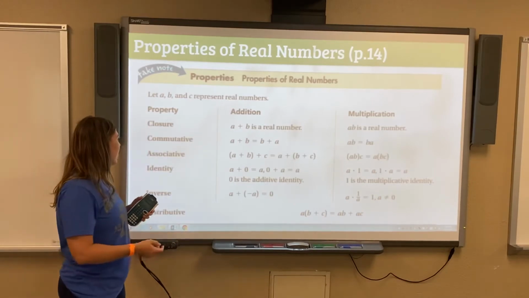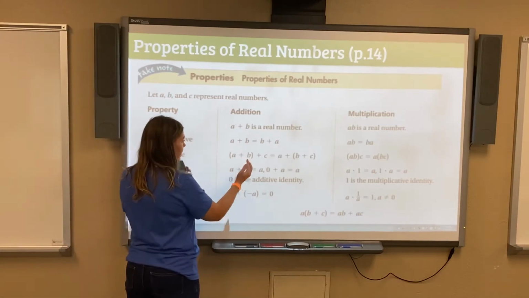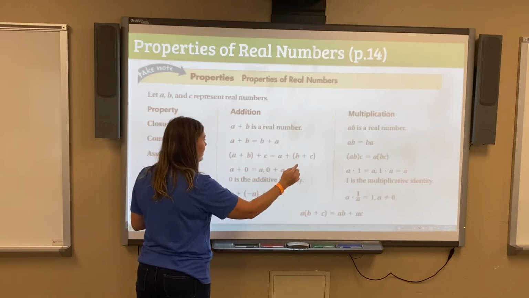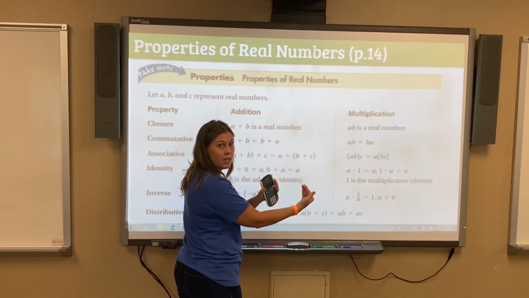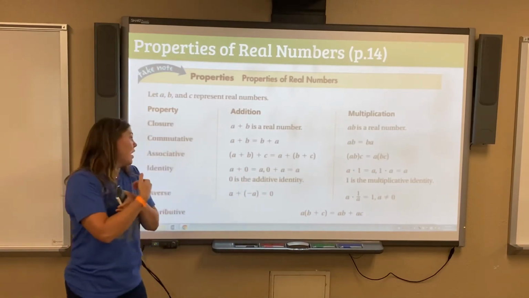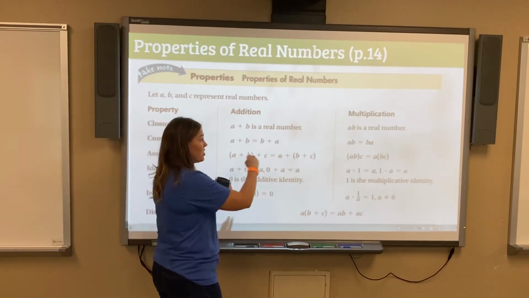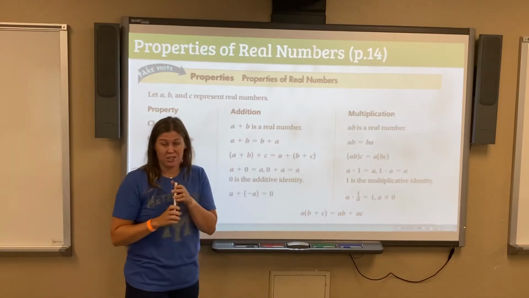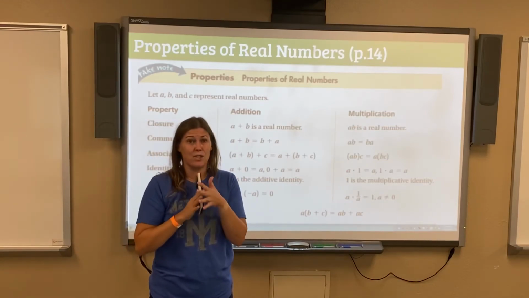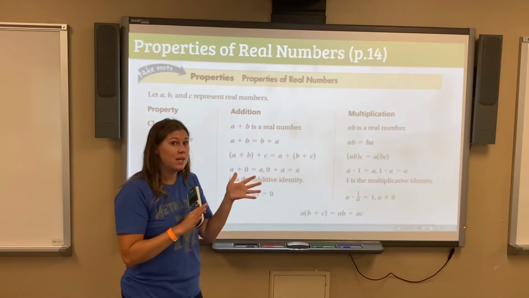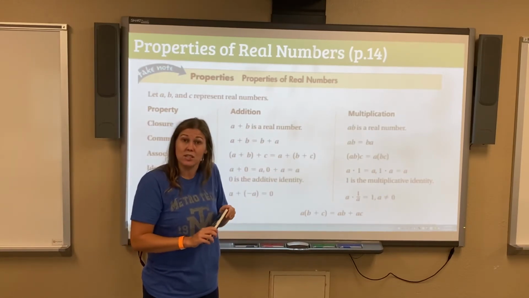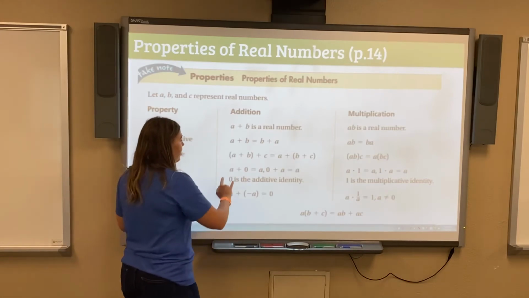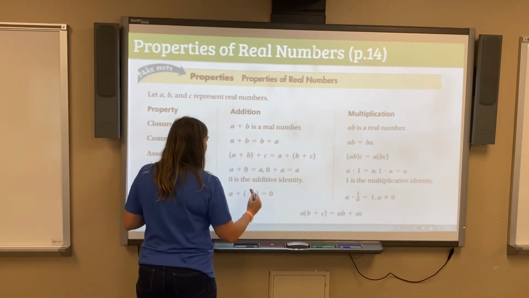Okay, associative. A plus B plus C is the same thing as A plus B plus C, with the grouping changed. If you notice, there's only addition here. It does not work with subtraction, because remember, subtraction and negatives, they just ruin lives. It's not the same. There's no associative property for subtraction. It's just addition.